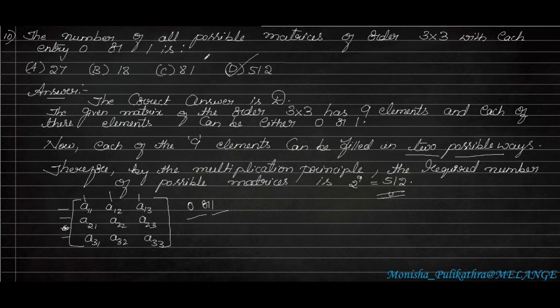So either 0 or 1 means there are two possible ways of filling these elements, right? And the number of elements in a 3 into 3 matrix is 9. So two possible ways with 9 elements is 2 to the power of 9, that is 512. So there are 512 possible matrices that can be made. Okay. So the answer is 512. I hope you understood this.